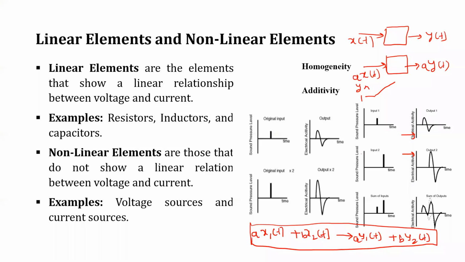Then what do you mean by additivity? For the system, if input 1 provides an output 1, and input 2 provides an output 2, then if these two are given simultaneously, the output should be the added result of the individual outputs. If this is followed, then the elements are called linear elements.